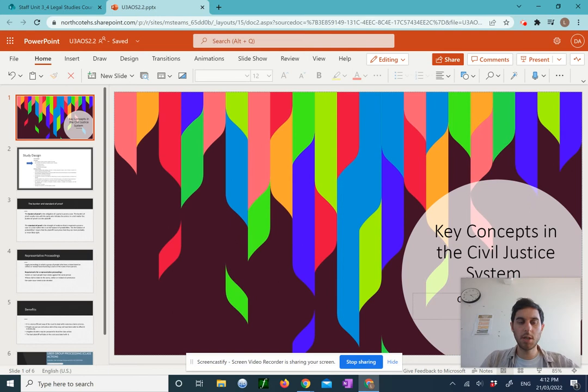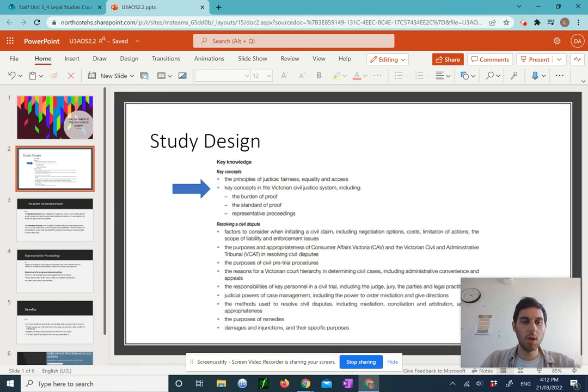Welcome to Legal Studies, and today we're going to be learning about some key concepts in the civil justice system. Where are we in the study design? Well, we've just started our second area of study, the civil justice system. We're here on our second dot point learning about the key concepts in the Victorian civil justice system.